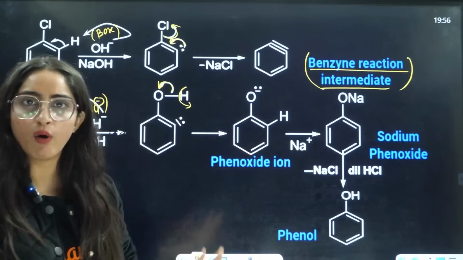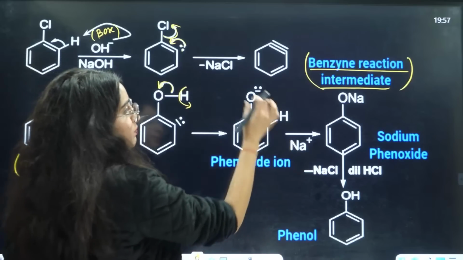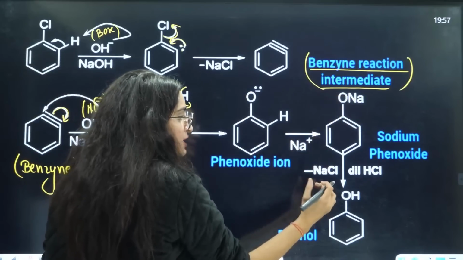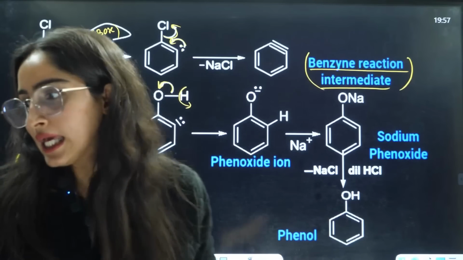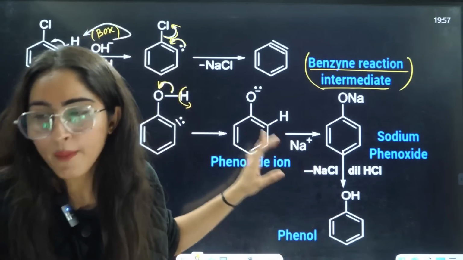Now you will add Na positive. Now everything is simple. Na positive, this is ONa, then add H positive, you will have H positive here, then phenol is formed. Okay, understood? That is the full mechanism.